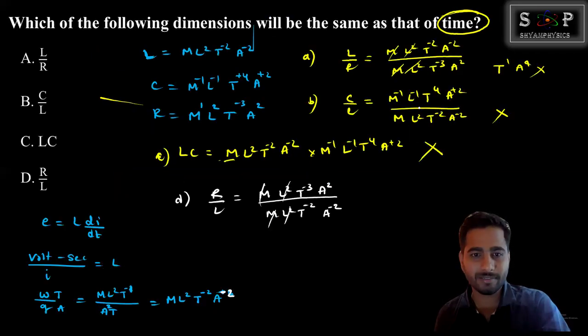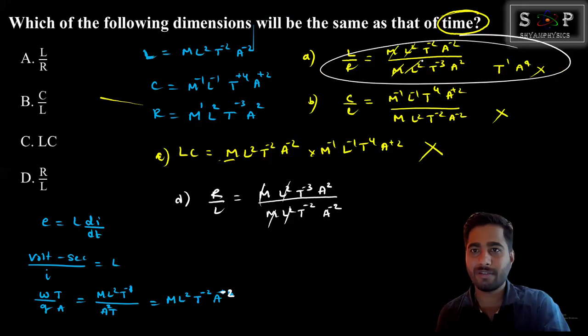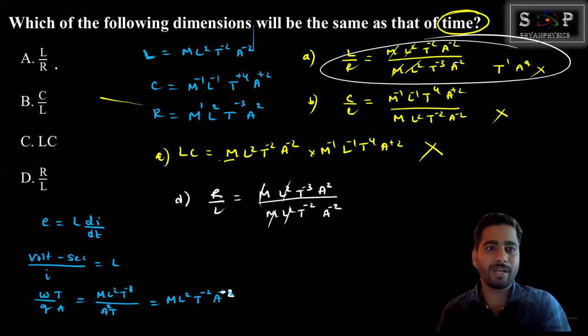A small mistake, we made a mistake here. Okay, now it is plus 3. It is minus 2. Correct now? So the correct option is A.